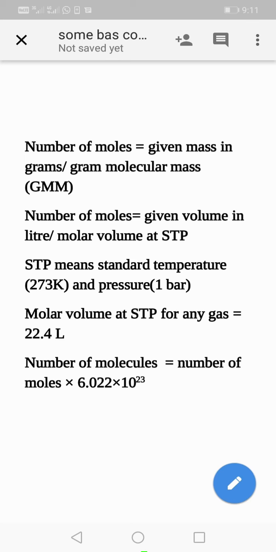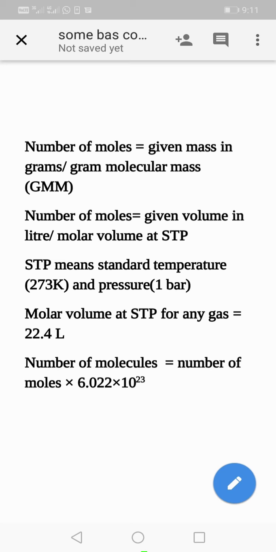Okay, so how will you find out the number of moles? Number of moles can be calculated by using two formulas. One is number of moles equal to given mass in grams divided by gram molecular mass. What is gram molecular mass? Gram molecular mass stands for the molecular mass expressed in grams. In some books it is written as molar mass itself. Molar mass is equivalent to molecular mass numerically, but the unit is different. One is unified mass u and the other is gram per mole.